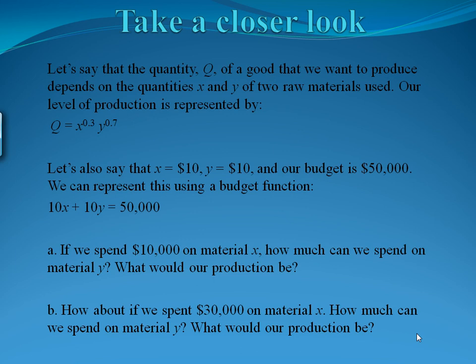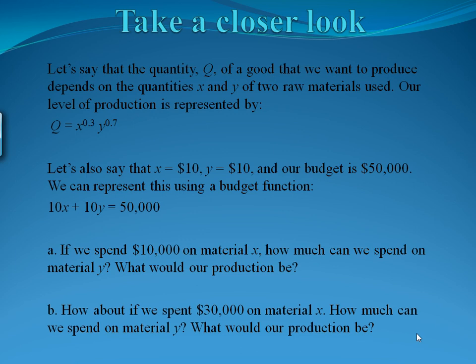Our level of production is represented by the function Q equals x to the 0.3 times y to the 0.7. Let's also say that material X costs $10 and material Y costs $10 and our budget is $50,000. We can represent this using our budget function 10x plus 10y equals 50,000. That sets up the maximum amount of money that we can spend constrained by our budget.